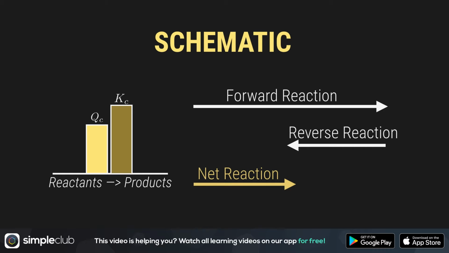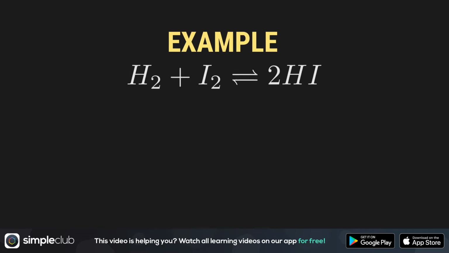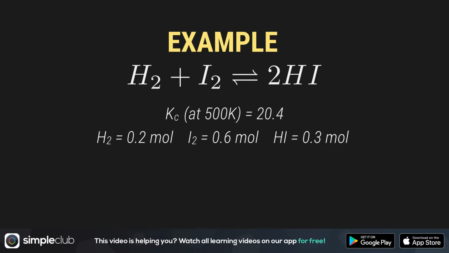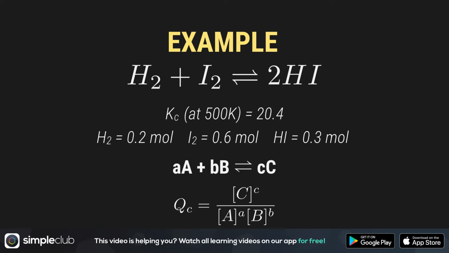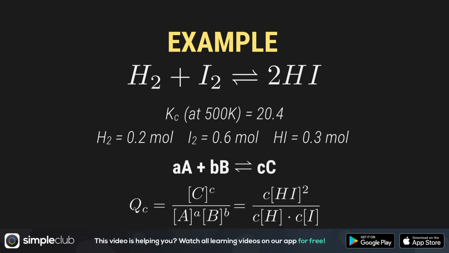Okay, time for another example. Let's take our reaction of iodine and hydrogen to make hydrogen iodide. We'll assume that the equilibrium constant is 20.4 at 500 Kelvin. And these are the amounts of substances at the point in time we are interested in. Now, we want to see at this time, with exactly these quantities of our substances, which direction the reaction is moving in. Okay, now let's take our formula to help us calculate Q. Hydrogen and iodine are the reactants, and our product is 2 hydrogen iodides. In the formula, that looks like this.